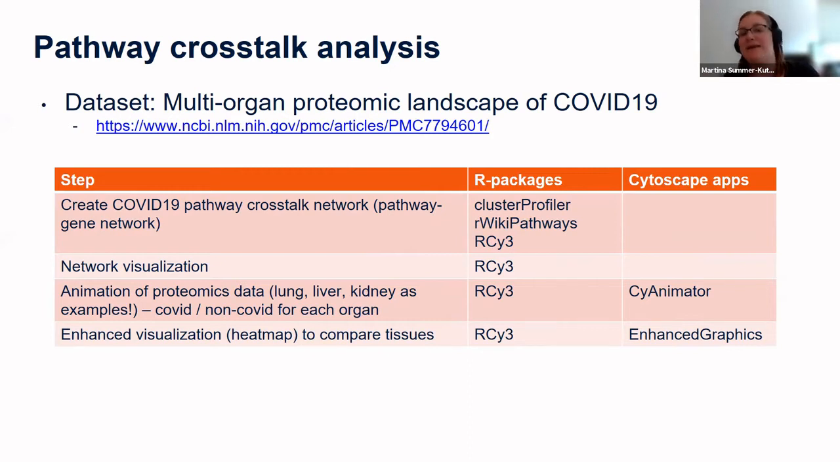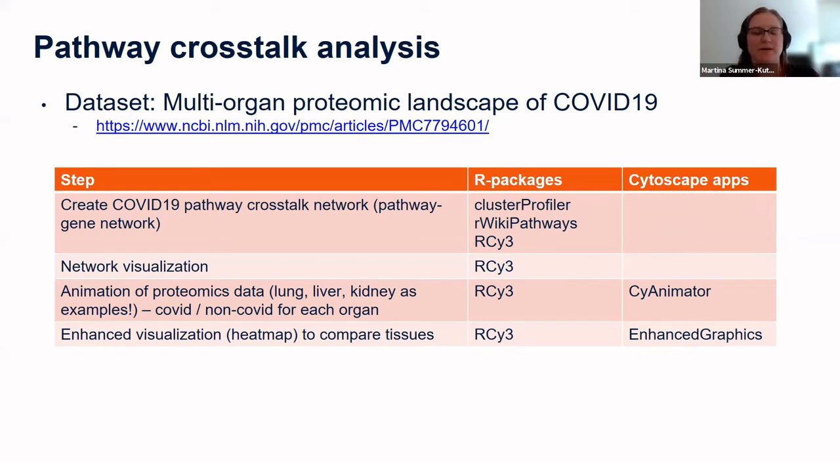So we're going to have lung, COVID and non-COVID. So it's not a versus, so it's not a differential analysis, but it's baseline expression. We're going to have liver, COVID and non-COVID, and we're going to have kidney for COVID and non-COVID. And then we're going to visualize them and see how the network changes over time.